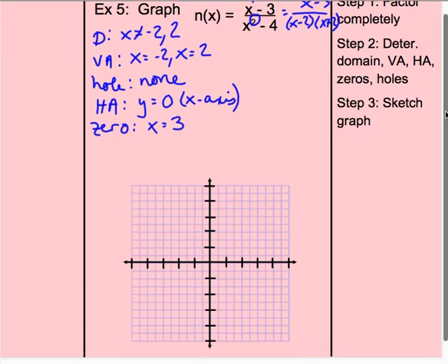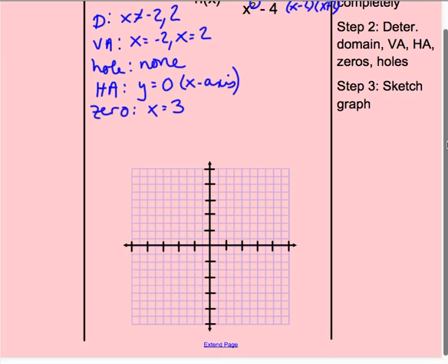So we sketch everything all together, starting with my vertical asymptotes at -2 and +2. And I've got a horizontal asymptote at y equals 0. And it tells me I have a zero at x equals 3, which is on my horizontal asymptote. Now let me give you an updated definition of what an asymptote is. It's a line that a graph approaches as x gets very big or very small. It actually can cross the asymptote, and in this case, it does.